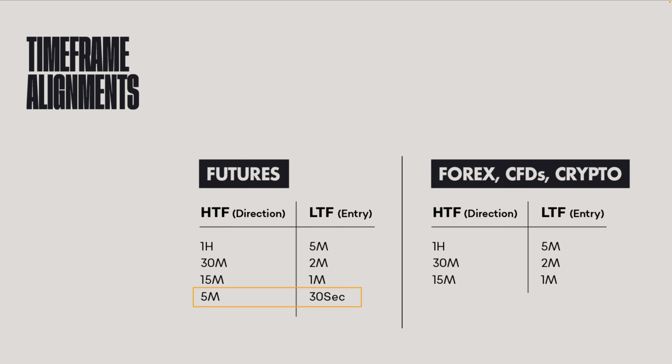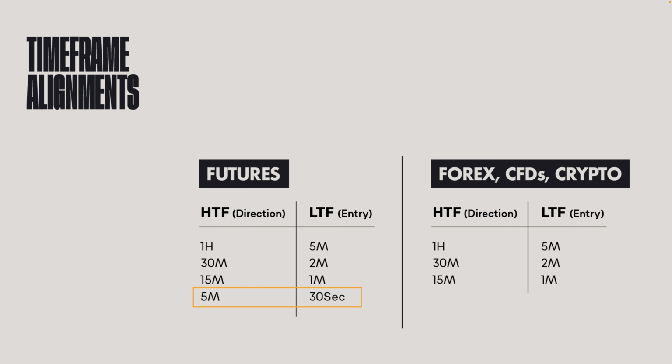Also, to give you some more background information about the two time frames. Even if you trade futures, you can still decide which two time frames work best for you. If you are already used to trading on the lower time frames, then the 5-minute and the 30 seconds will probably be perfect for you. If that turns out to be a little bit too fast, you can also go up and use the 15-minute as your high time frame and the 1 minute as your entry time frame. If that is still too fast, you can go up. You can use the 30-minute and the 2-minute as your entry time frame.